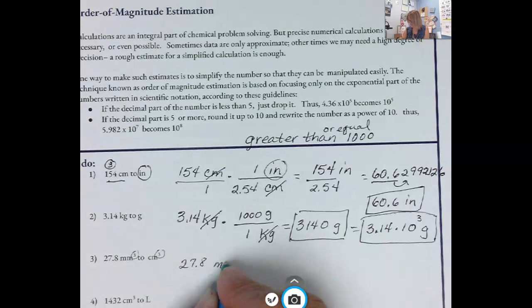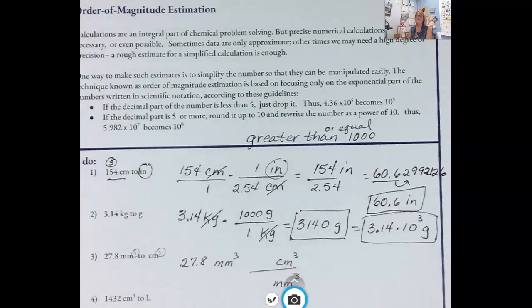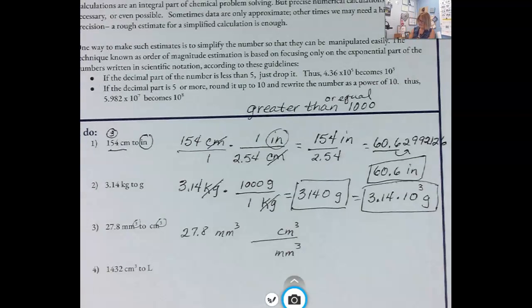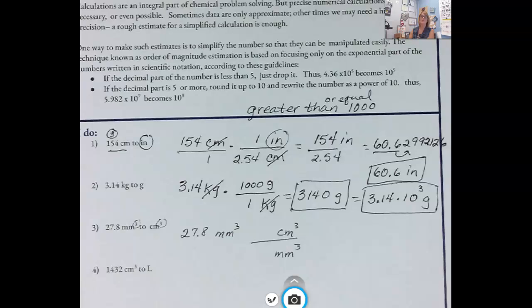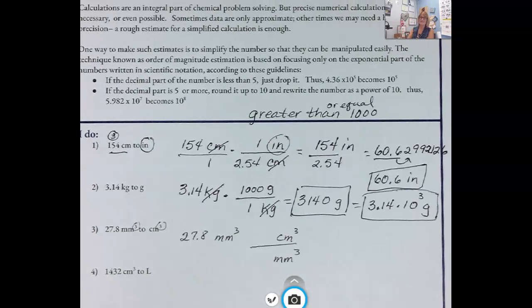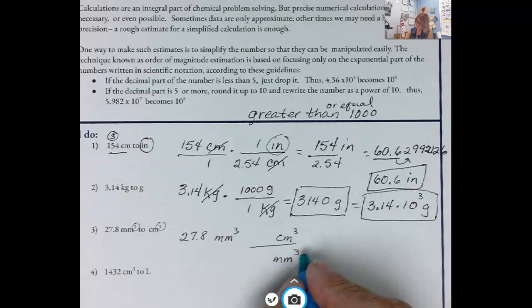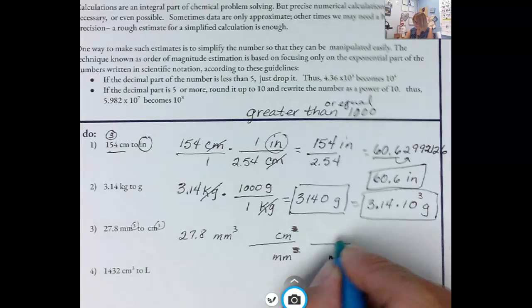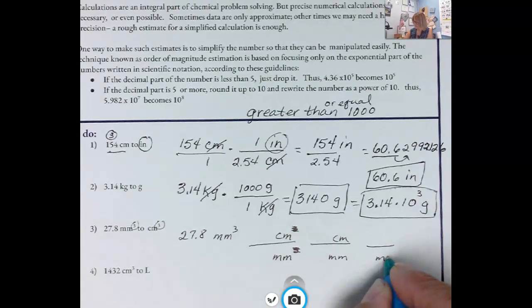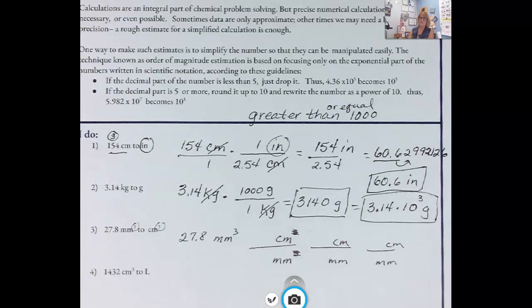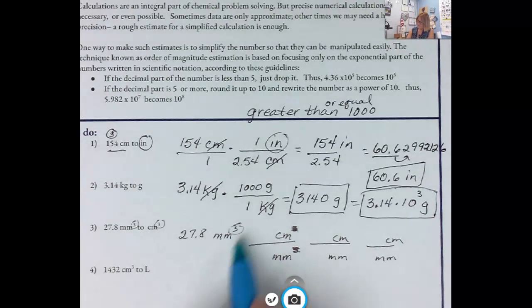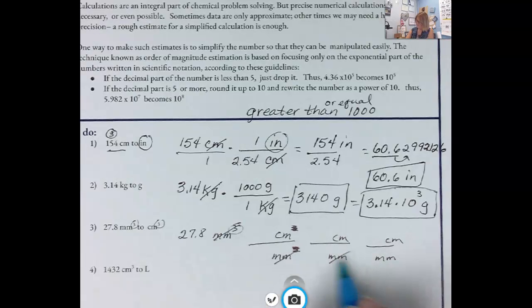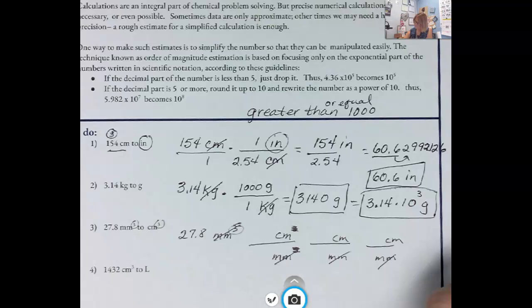27.8 millimeters cubed. Now, I'm going from millimeters cubed to centimeters cubed. And the problem with that is that kids tend to only want to do the conversion one time. So what I really think is the easiest is to take your cubes off, and what you're really going to do is 3 of these, okay? So the reason why, let's talk about why. Because you have 3. So 1, 2, 3. And now then this will give you centimeters cubed.